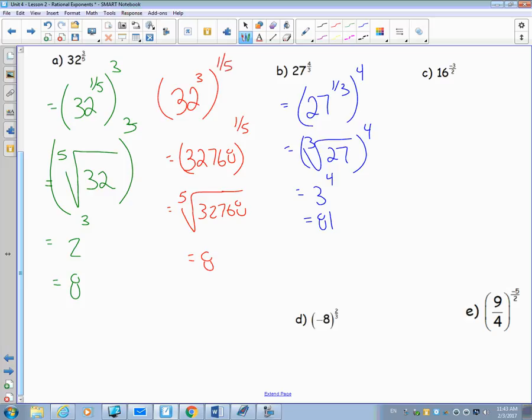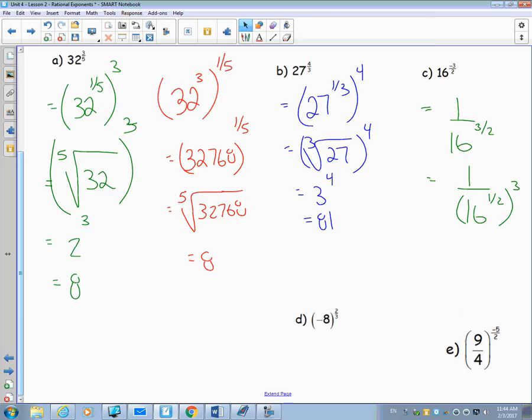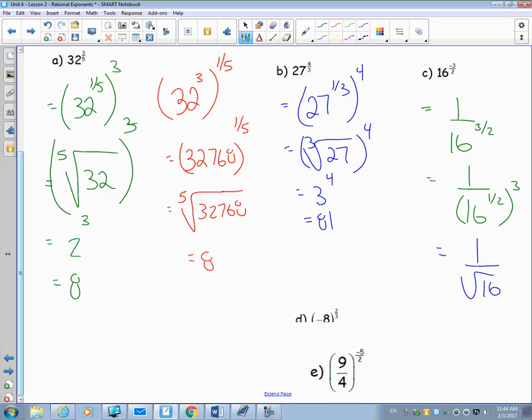Okay, letter C, I see a negative exponent. I've got to flip my base. My base is the 16. The exponent, same numbers, just make it a positive, which will give us 1 over 16 to the 3 halves. Okay, which I can simplify. That just means 1 over root 16 to the 3, or in other words, 1 over 4 to the 3, which is 1 over 64. Okay, deal with the negative exponents first, then you don't have to worry about them anymore.